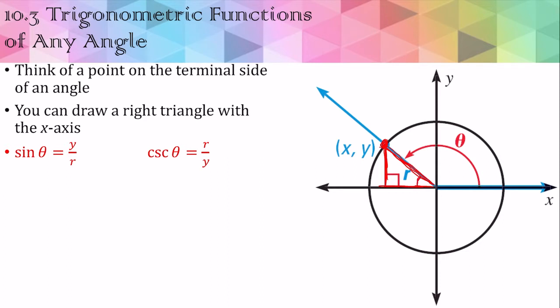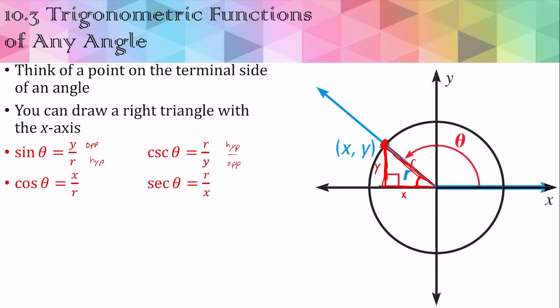now we're going to use this angle here in the center. And so the opposite is y and the adjacent is x, because it's over x and up y to get to the point (x, y). Hypotenuse is r. So sine is y over r, opposite over hypotenuse. And cosecant is its reciprocal, r over y, or hypotenuse over opposite.